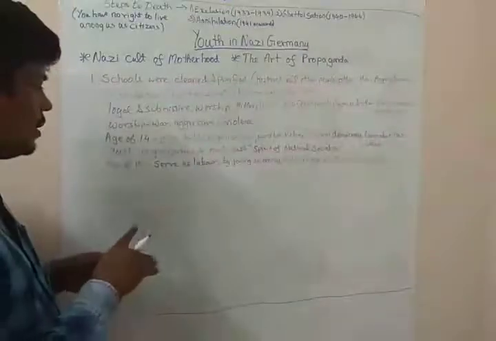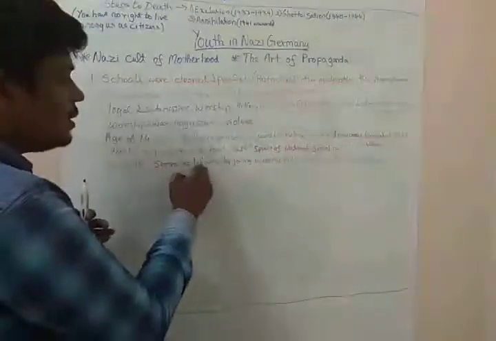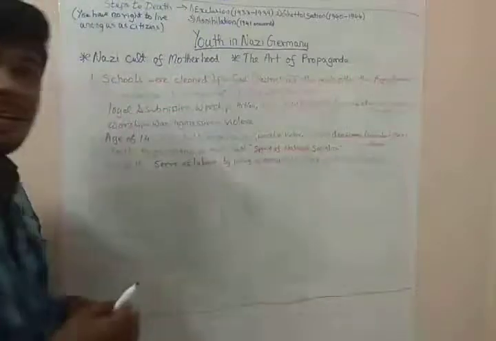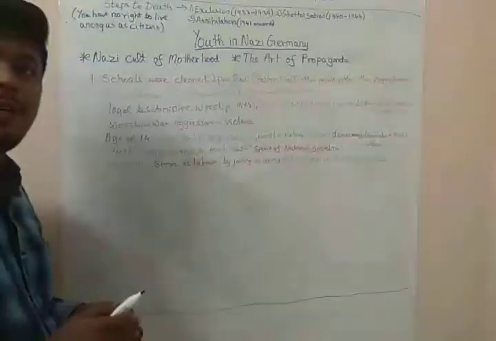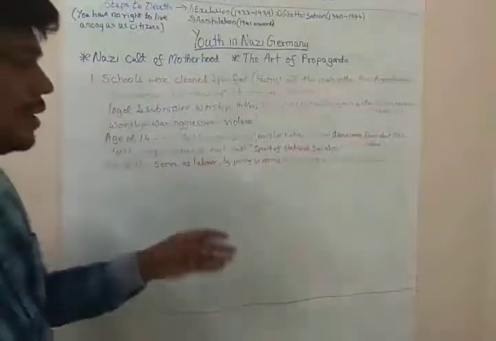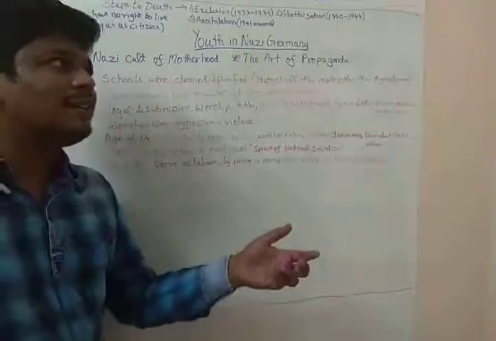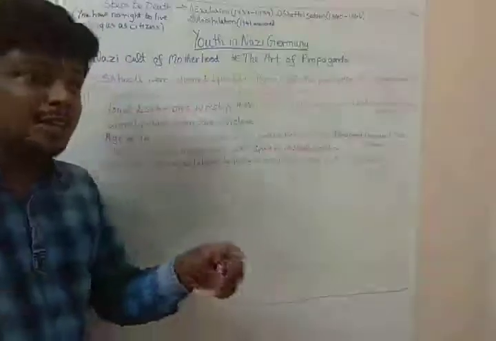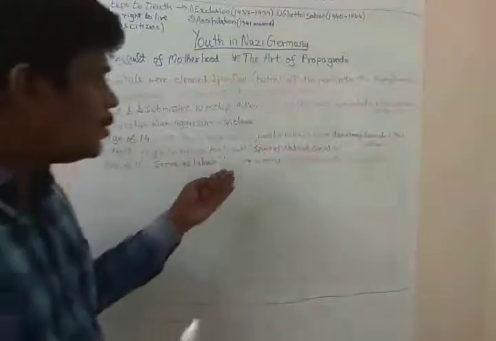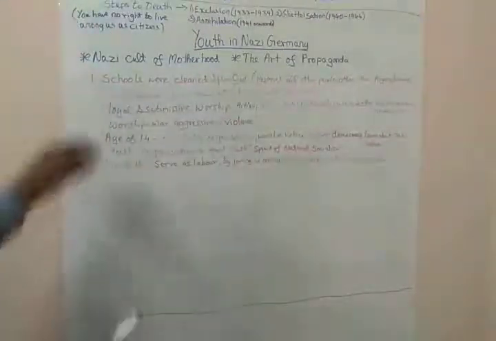So here you just see, by the age of 18, what happens? The children were asked to join service labor by joining the armed forces, that is, the army of Germany. They compulsorily have to join, and even if they are in the army, they cannot think about whether they are doing right or not. For that, they were also made to enter one of the Nazi organizations to become a part of the Nazis. Okay? So that's the thing.